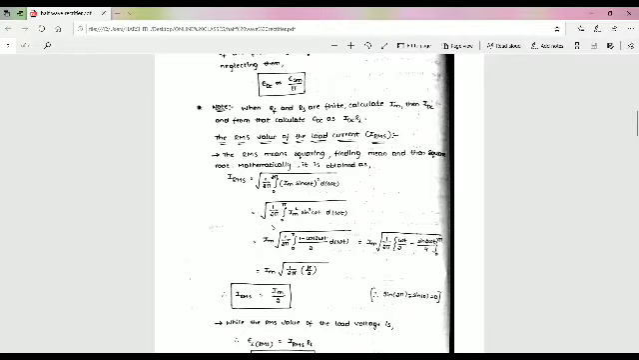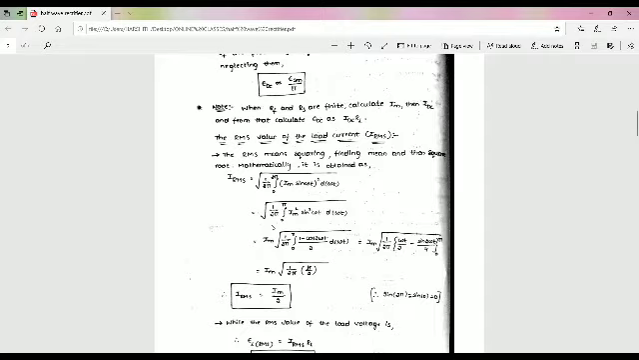So the average DC load current is Im by pi, the second parameter, average DC load voltage, is ESM by pi, and the RMS value of the load current is Im by 2.